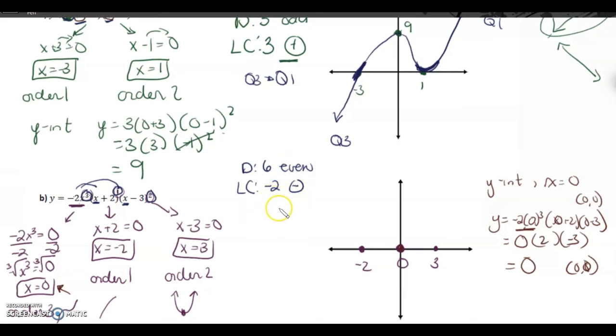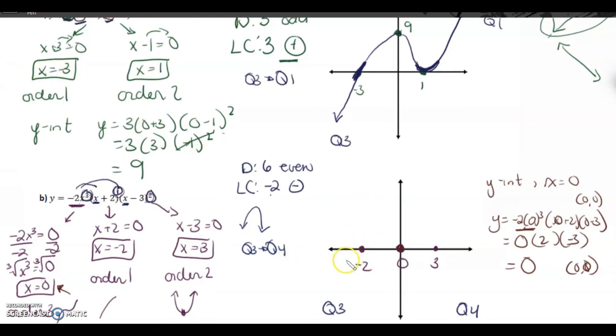So when I'm thinking even degree function, I'm thinking that it's going to look like a parabola. The leading coefficient's negative, so I'm thinking it's going to open down. So just a relationship to the parabola, and therefore we're going to go from Q3 to Q4. Okay, so Q3 to Q4.